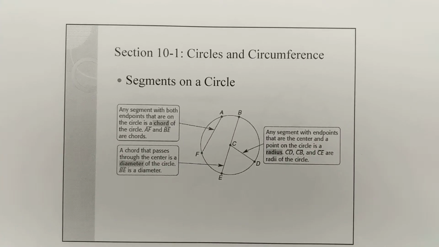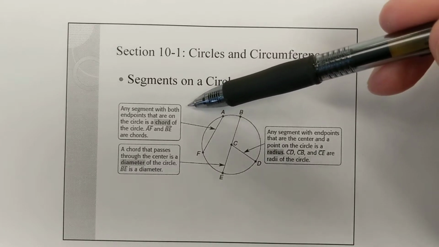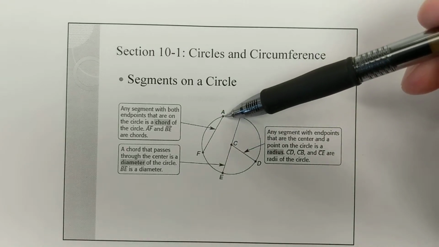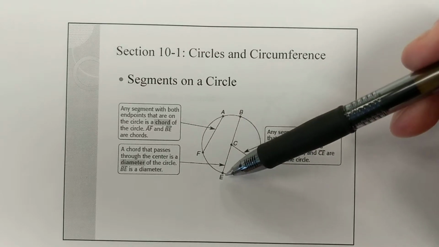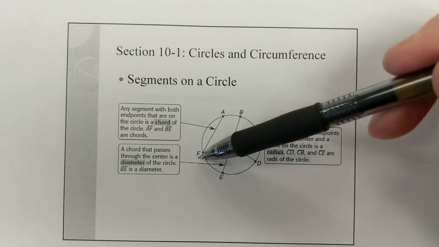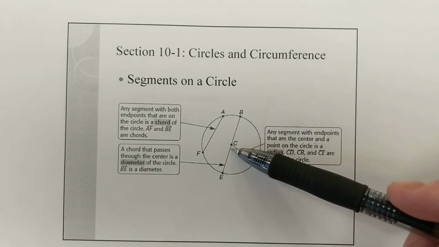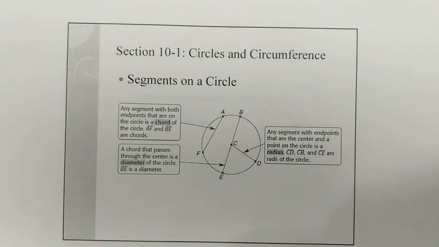So here you have segments that are on a circle. So up here in the upper left, any segment with both endpoints that are on the circle is referred to as a chord. So AF is a chord. Now BE is also a chord because its endpoints are on the edges of the circle. Down here, lower left, a chord that passes the center is called a diameter. So BE is both a chord and the diameter because it goes to the center of the circle.